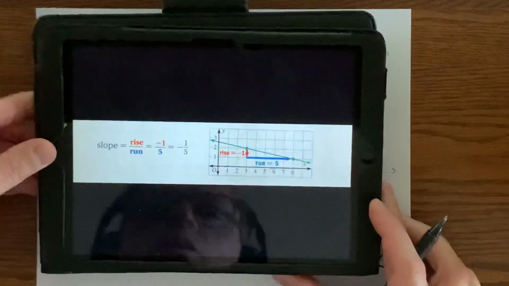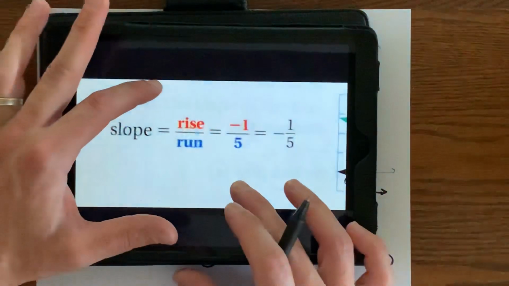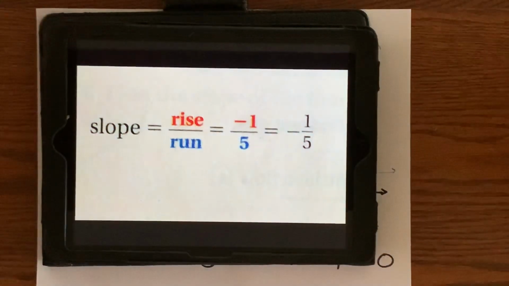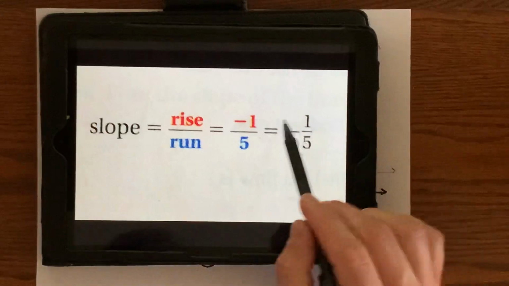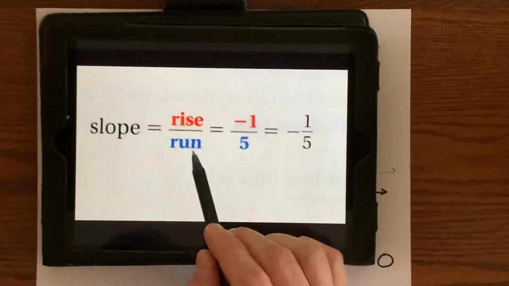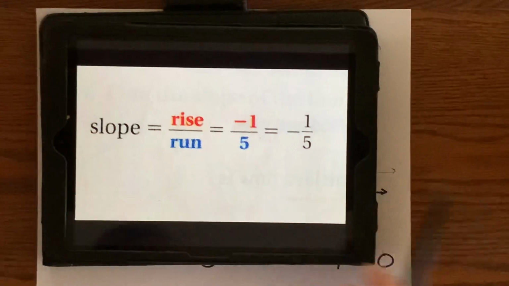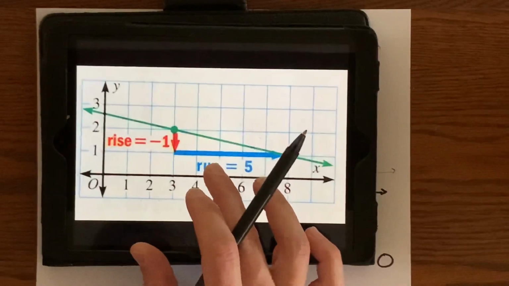So let's talk about it a little bit more closely. What I'm talking about when I say rise and run is basically a fraction. Rise, again, is change in vertical, so up and down. In this case, it's going to be -1. It's going to go down 1. And the run, which is horizontal, is going to go 5. So right 5.